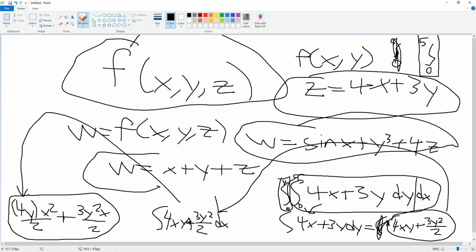So yeah, I'm going to make a video on definite integration for this. It's a couple small steps, but I think it's definitely worthy of a video.